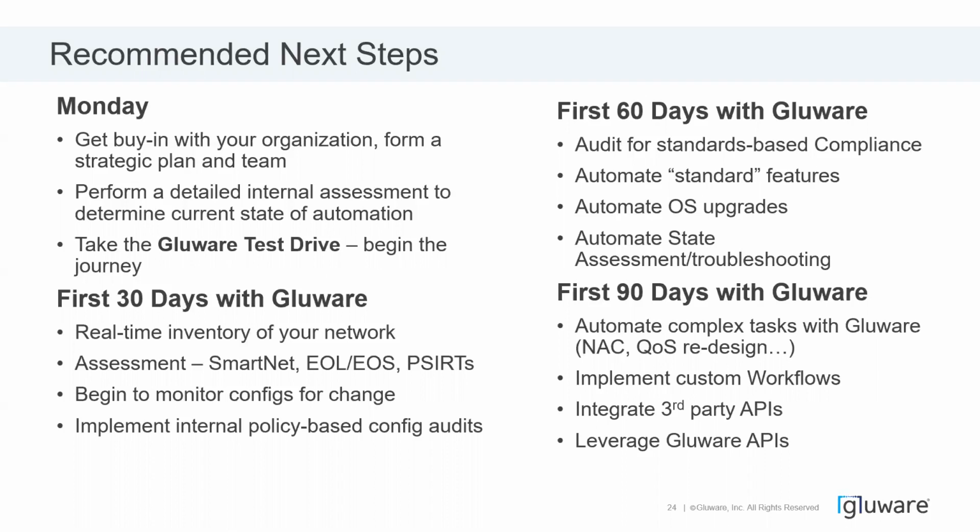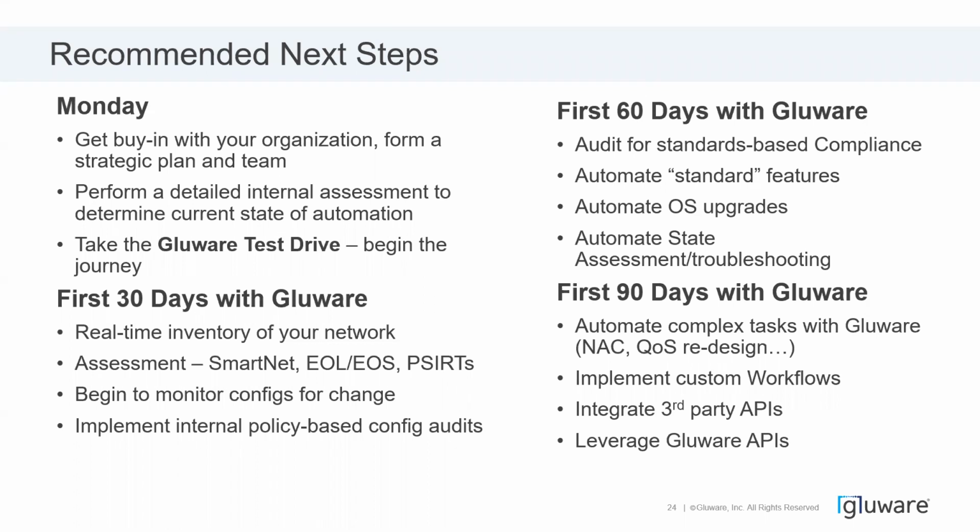And you can begin to monitor configs for change, and that's config drift, and implement policy-based config audits. So those first 30 days are all read-only type functions. And a lot of the research out there will say, focus on automating non-change activities first. So your inventory, your drift, your audit, your troubleshooting, begin with those steps.